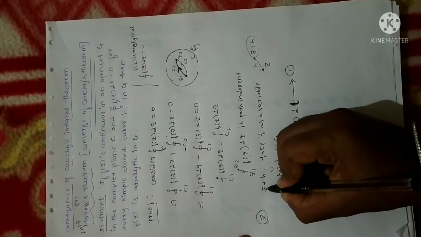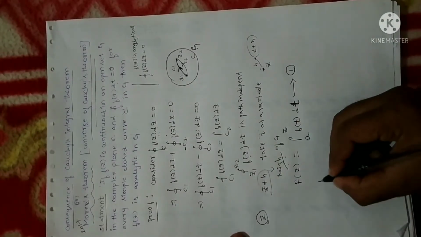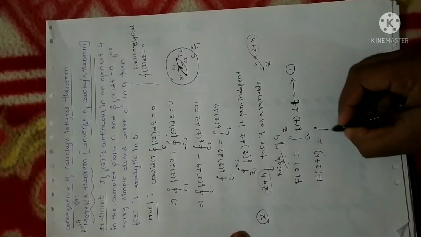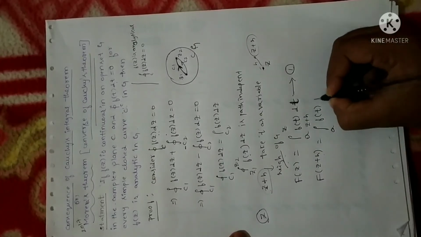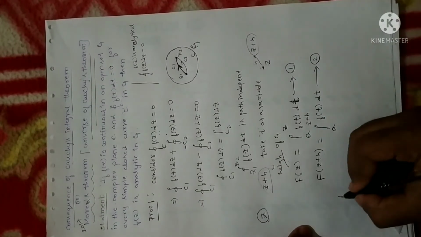Since I have chosen one more point in the neighborhood of z, so it is z plus h. Therefore I can write F of z plus h as, we will change z to z plus h, so the integral from a to z plus h of f of t dt. Let me take this as equation 2. Now let me subtract both the equations.